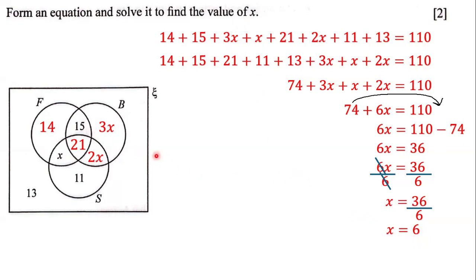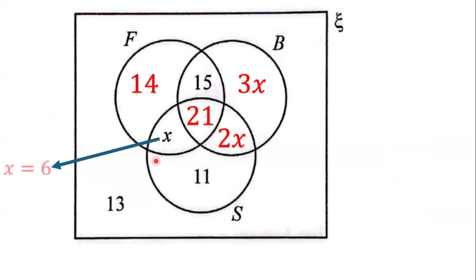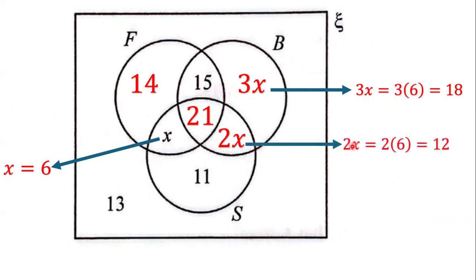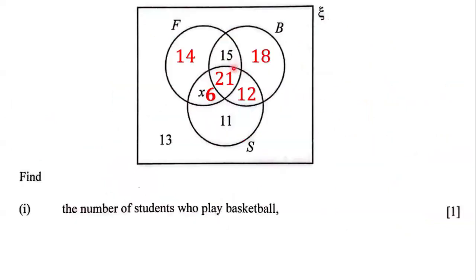Now, since we know what the value of X is, let us figure out what 3X is, 2X is, and what this is supposed to be here. And so we say, okay, well, we know X is 6. 3X is 3 times X, and we know that X is 6, so it's going to be 3 times 6, which is 18. And then 2X is 2 times X, which is 2 times 6, and 2 times 6 is 12. And so what we have here is 14, 15, 18, because that's 3X, 12, 6, 21, 6, 12, 11, and 13.